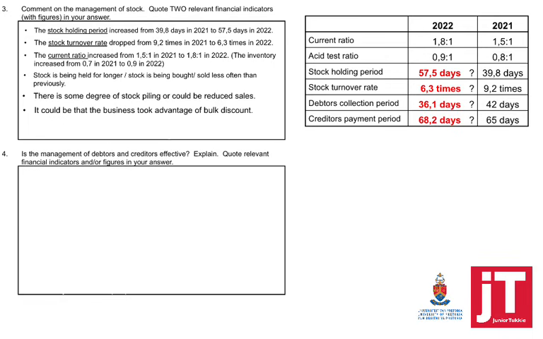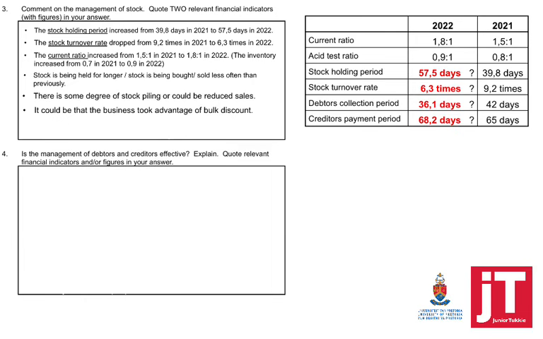Question 4. Is the management of debtors and creditors effective? Explain and quote relevant financial indicators. So what is relevant here? This is when we're commenting on those groupings, which I said right in the beginning of the video. We're looking at our debtors collection and our creditors payment. A reminder, make sure that you use your answers which you've calculated in the previous questions and comment on that.